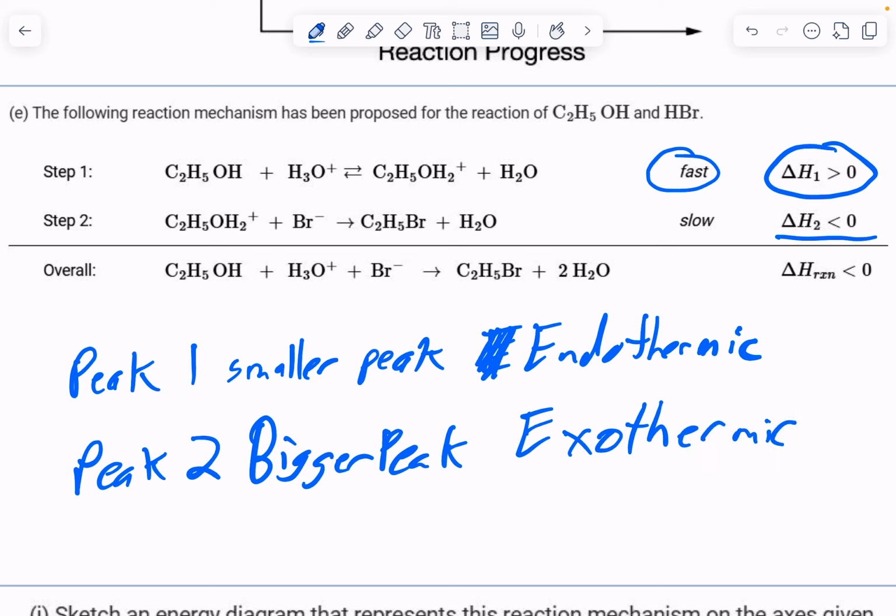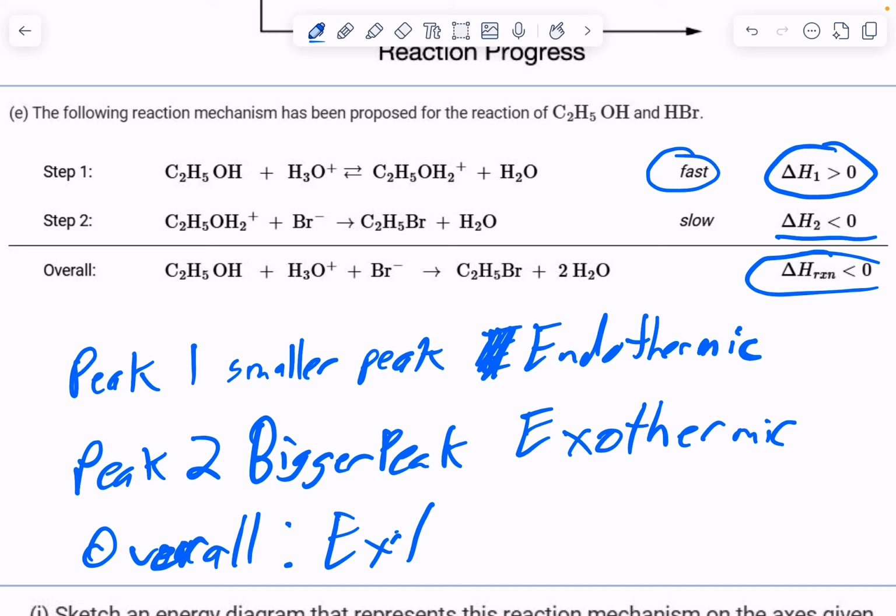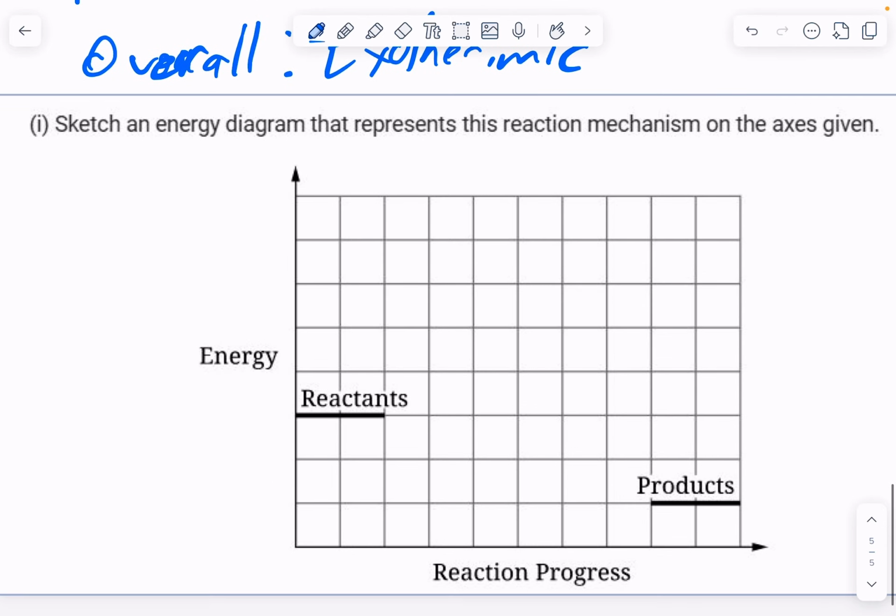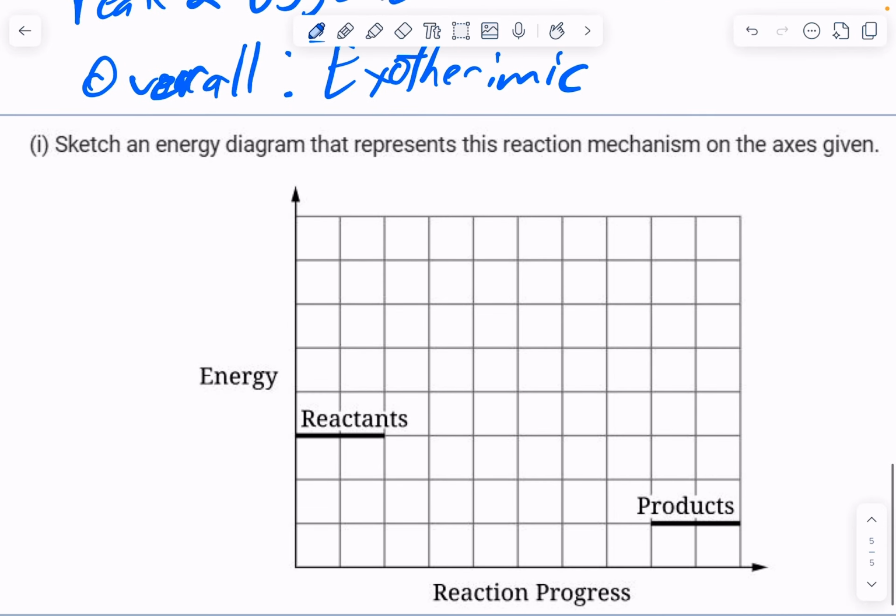I also have to know the overall delta H is negative, so it is also exothermic overall. So I've got to make sure I do all these main points when I do my drawing. Luckily, they give it to you here, so that's nice that the products overall should be lower than the reactants. If they didn't give it to us, we'd have to make sure we have that in there.